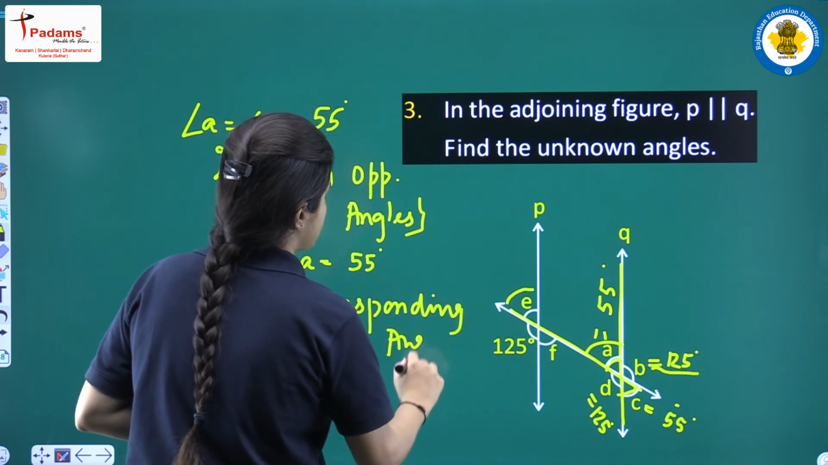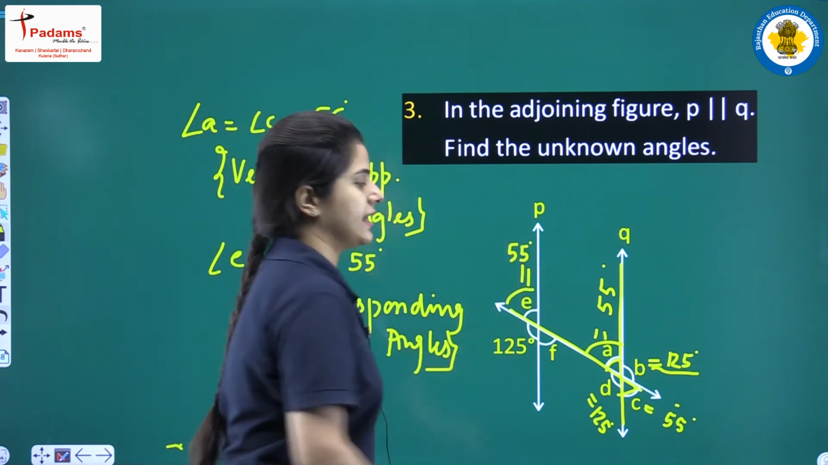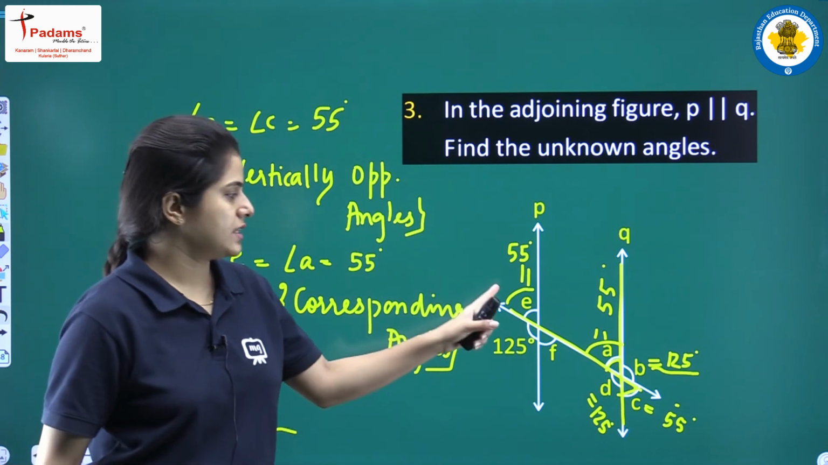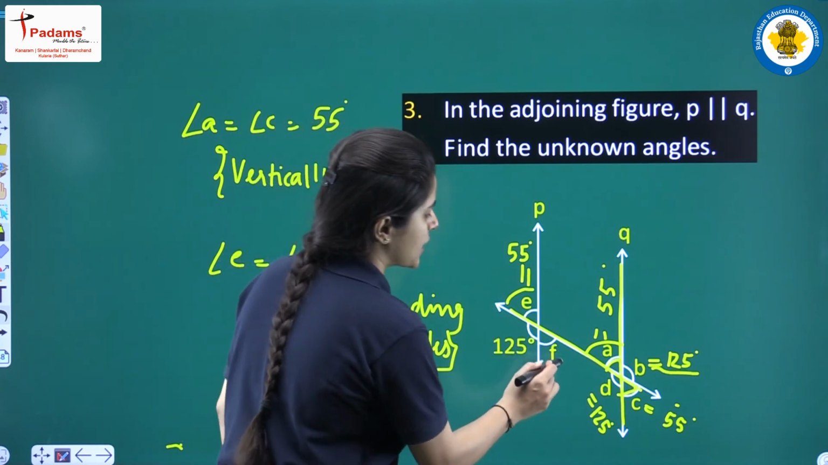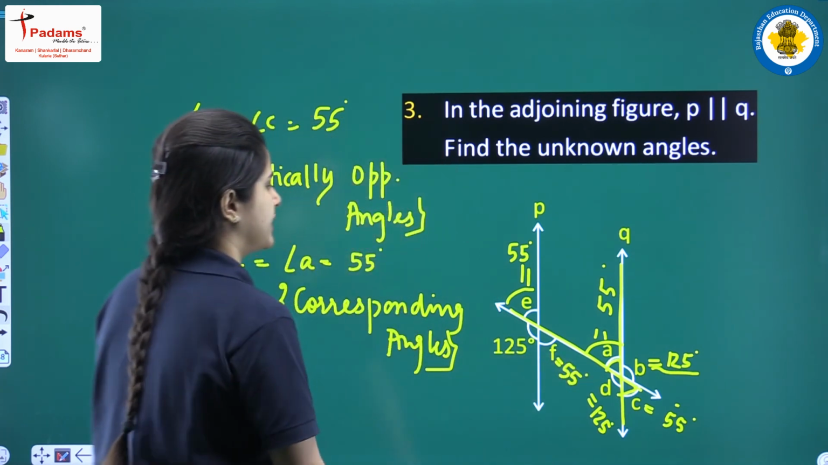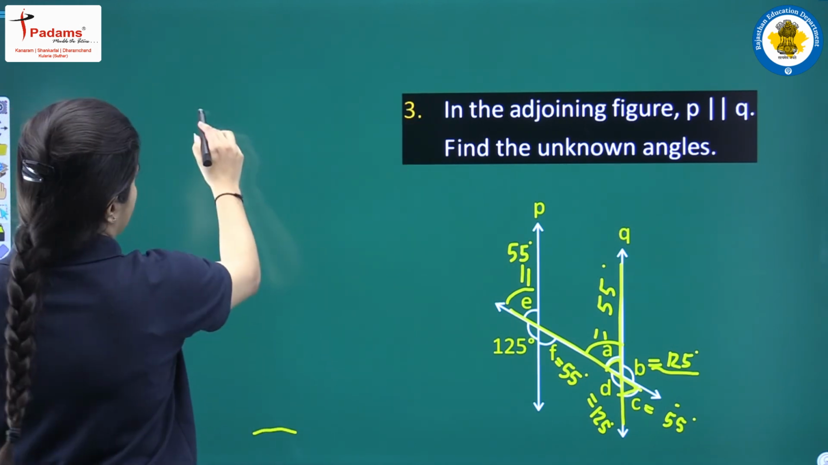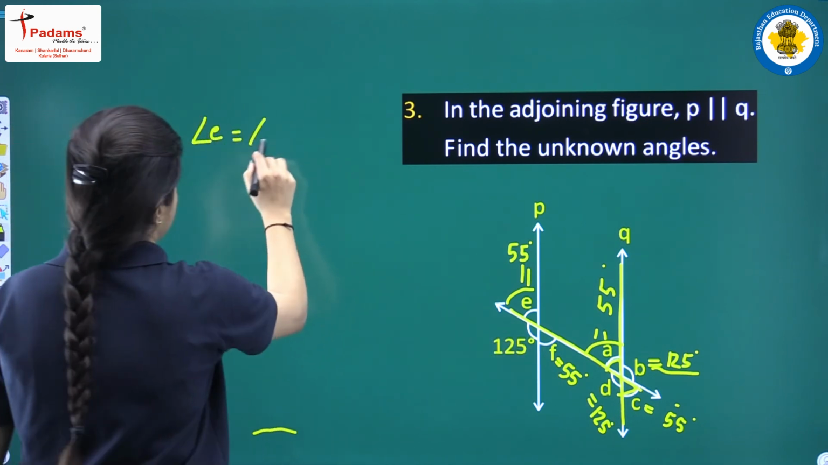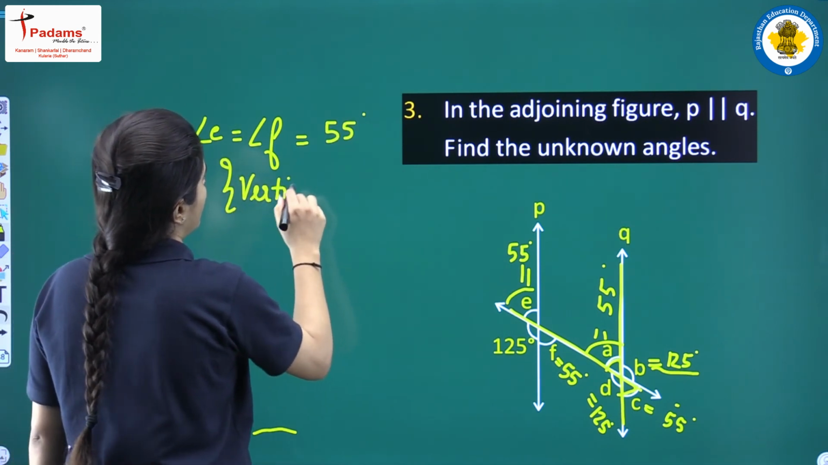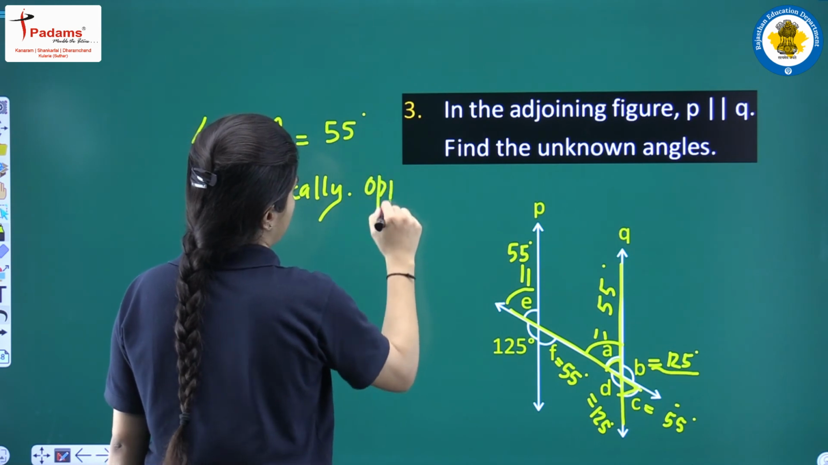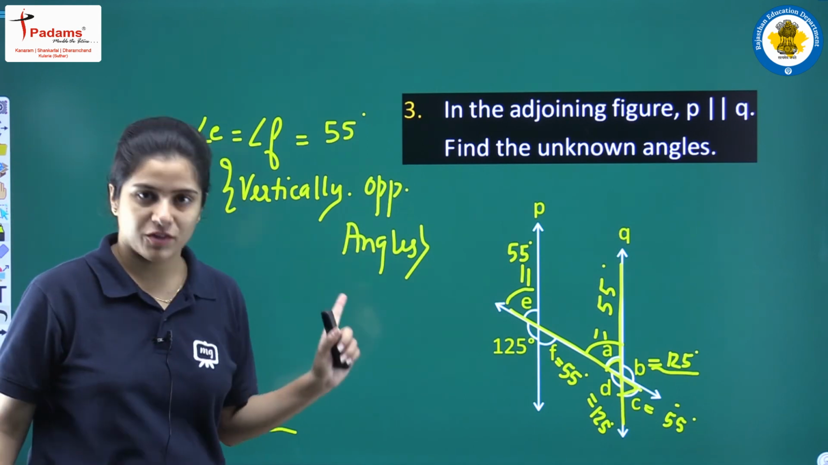Okay students, because these two angles are corresponding angles, so these two angles are equal. Angle E is also 55 degrees. Have a look students, E और F क्या बन रहे हैं, vertically opposite angles, so these two angles are also equal, so angle F will also be equal to 55 degrees. Okay students, have a look. Now angle E is equal to angle F and it is equal to 55 degrees because of being vertically opposite angles. Okay students.